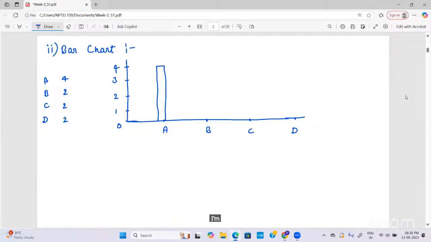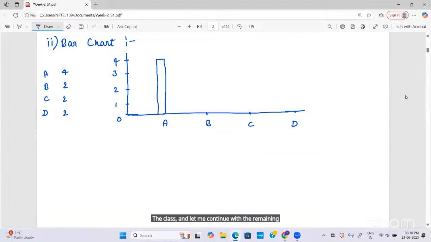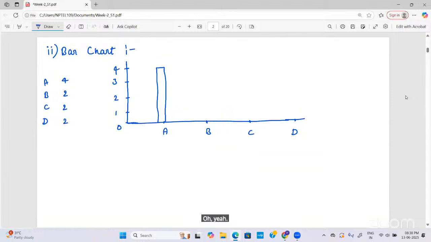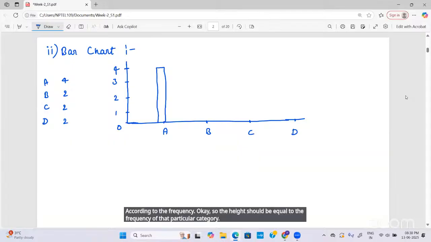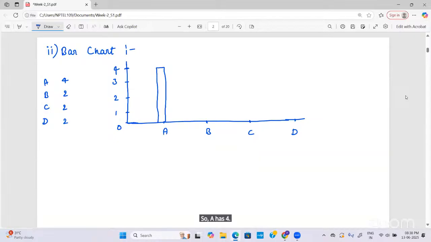Let me continue with the remaining topics. Here you can see we have to make the bar according to the frequency. The height should be equal to the frequency of that particular category. So A has 4. The frequency of B is 2, so we will make the bar till 2, and similarly for C and D. This is how we make the bar chart.